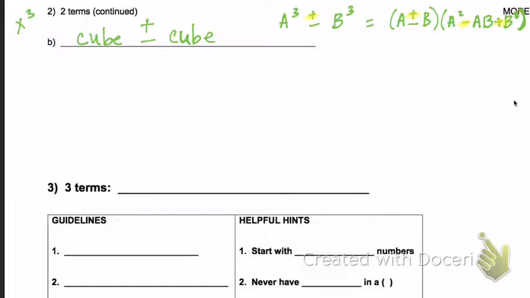If you have a minus, I'm just going to do this in a different color. If you have a minus, so if it were a cubed minus b cubed, it would be a minus b, a squared plus ab plus b squared.